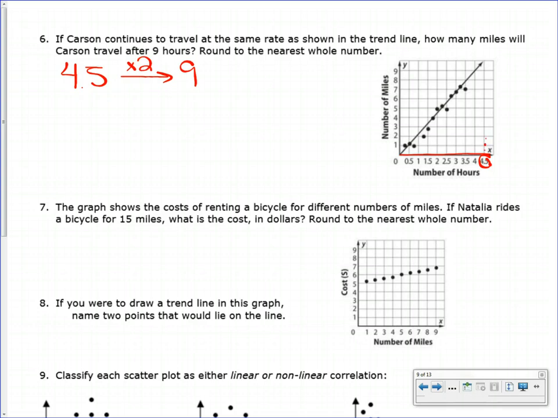So if I know how many miles they go in 4.5 hours, I can estimate how many miles they would go in 9. So 4.5 times 2 is 9. So if they go 10 miles in that time, multiply that by 2, that would be about 20 miles.